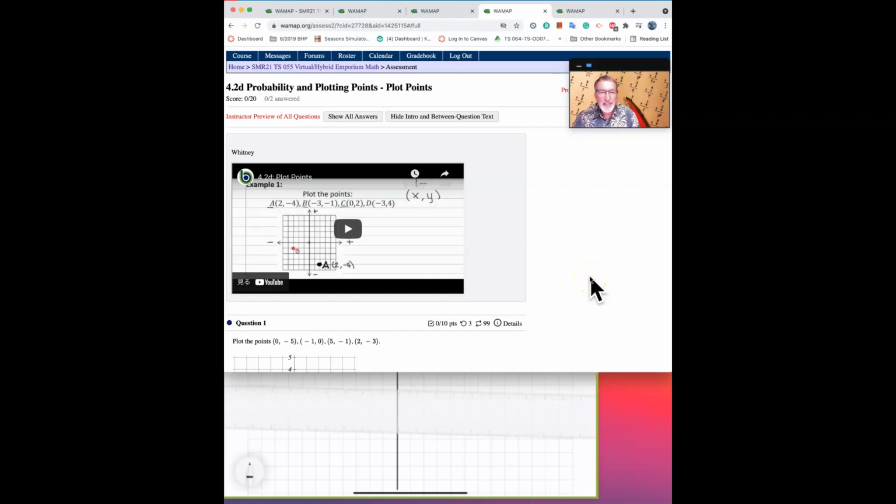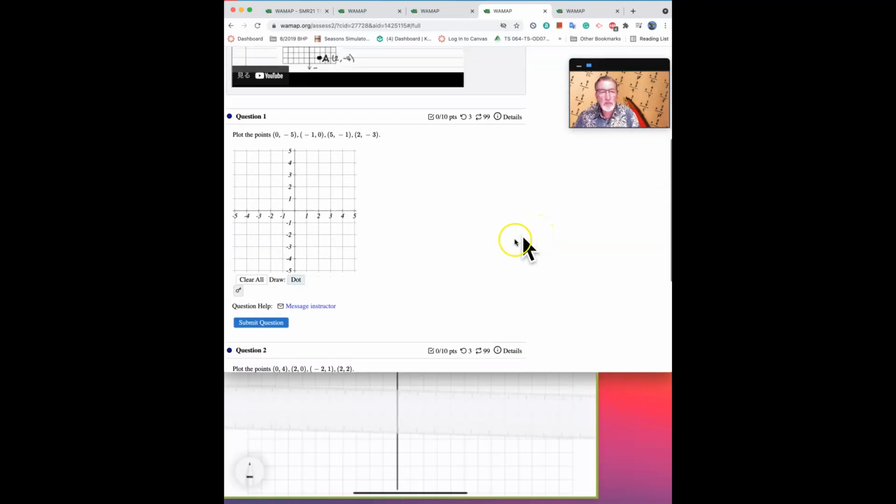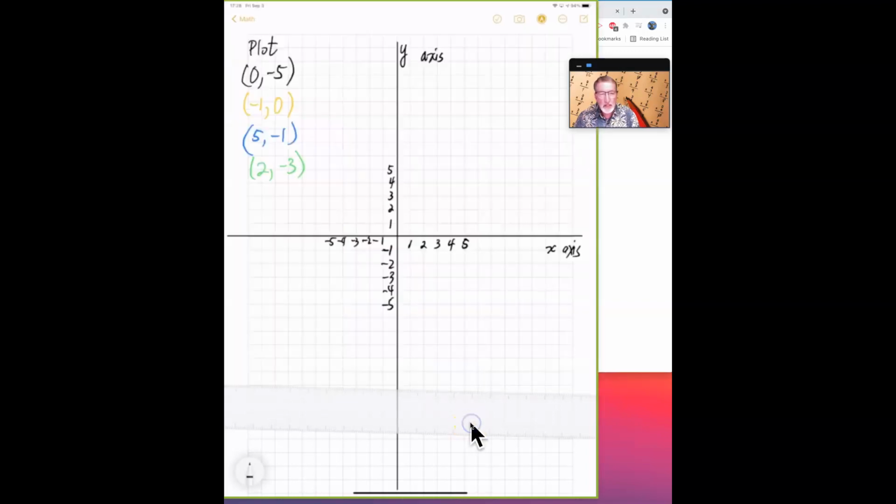Hello everybody. This time we're going to take a look at Unit 4.2D at WAMAP, and this time we're going to be plotting points. The first problem has a 5 by 5 coordinate plane, and they're asking us to plot these points. So we're going to find these points on this coordinate plane. All right, so let's try it on the tablet first and we'll come back.